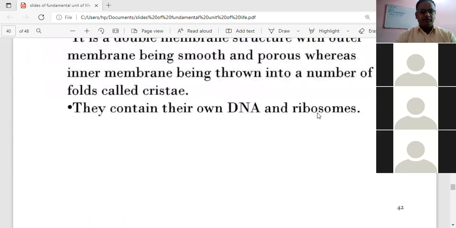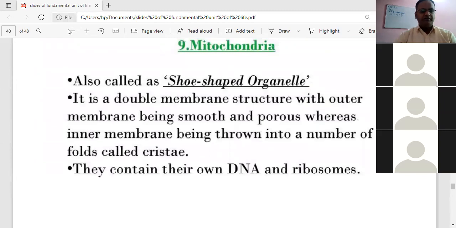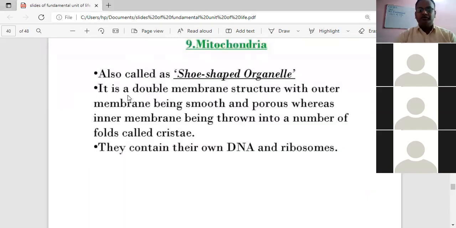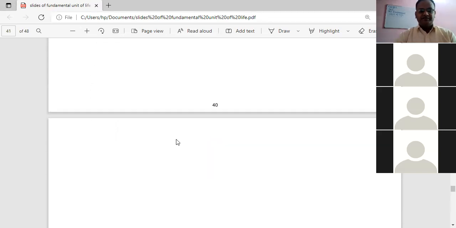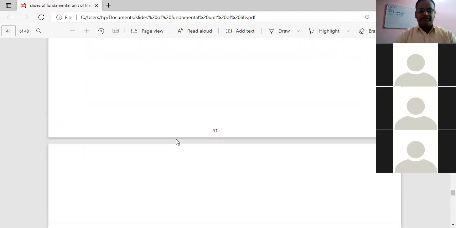This is a brief discussion on the mitochondrial structural peculiarity. It is also known as a shoe-shaped organelle because of its structure, a double membrane structure with the outer being smooth, porous with holes, whereas the inner membrane is thrown into a number of folds called cristae, and they contain their own DNA and ribosomes. This is very important. They contain their own DNA and the ribosomes.